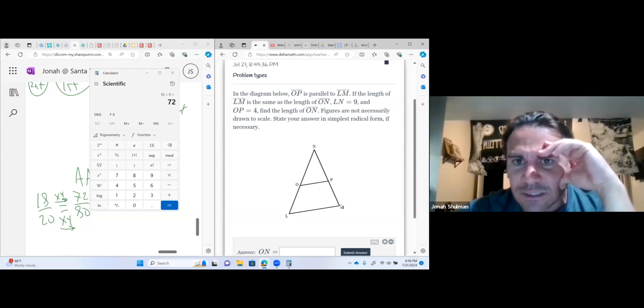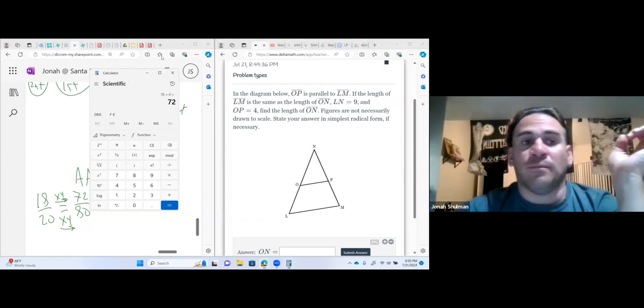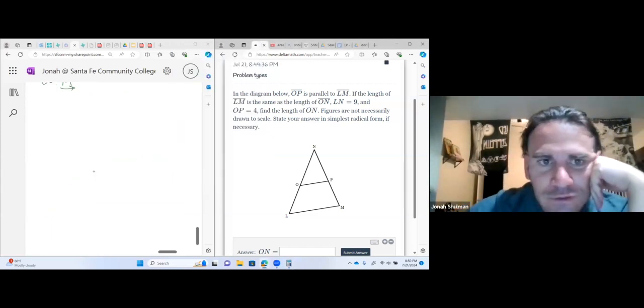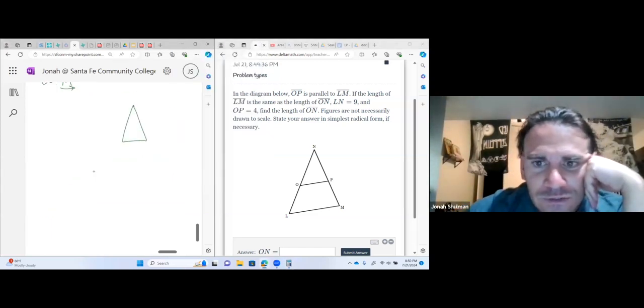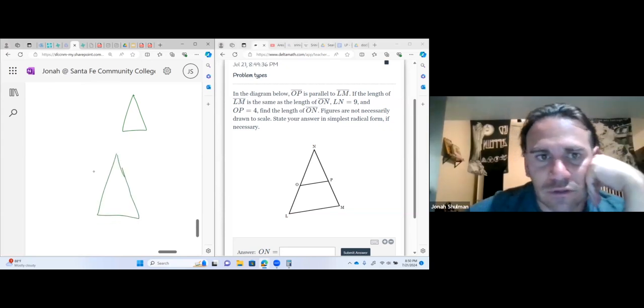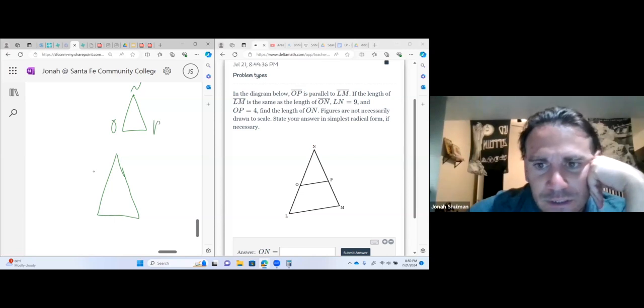LM is the same length as ON. And LN is 9 and OP is... Okay, wow. What a tricky problem. I'll show you. So this is it. So these guys are parallel. I'm just gonna make one here and one here. I just ripped them apart. Here's the little one, NOP, and here's the big one, LNM.